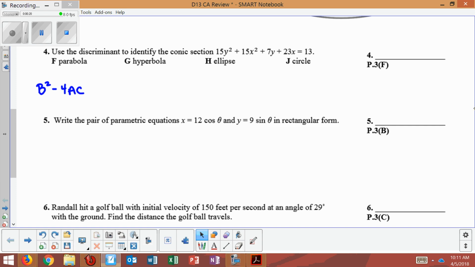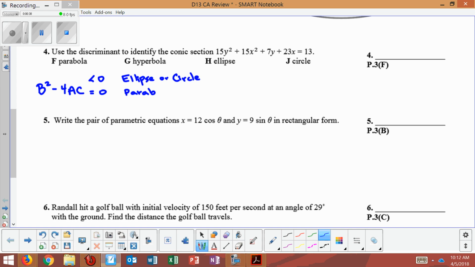The first case is if this formula is less than 0, the graph would be an ellipse or a circle. Now, how you know if it's a circle is if the a and c are the same. If it's equal to 0, it's a parabola. And if it's greater than 0, it's going to be a hyperbola.